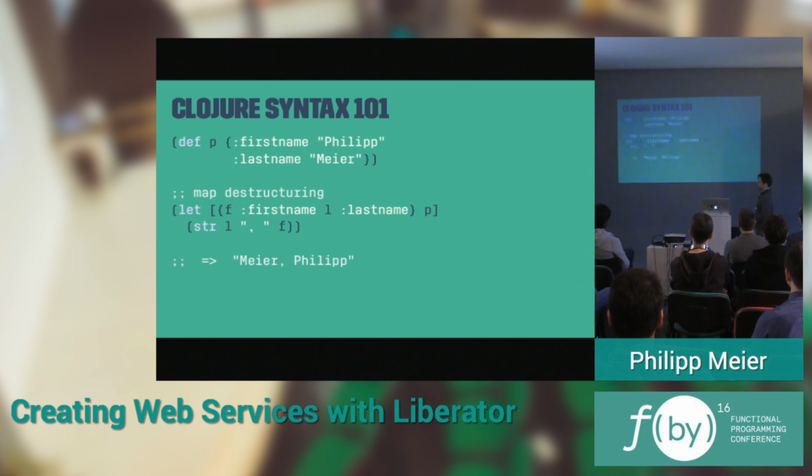Clojure maps are important when we model data or information in Clojure. You use keywords as the keys, and in this case, strings as the values. Clojure supports map destructuring, so you can take this p value from above, which is a map, and bind the local variables f and l to the values at first name and last name. This is how it works in Clojure, which is a nice feature. And when you apply a string function which concatenates all the values, you get this back. So l is bound to last name, which is Meier, and so on.